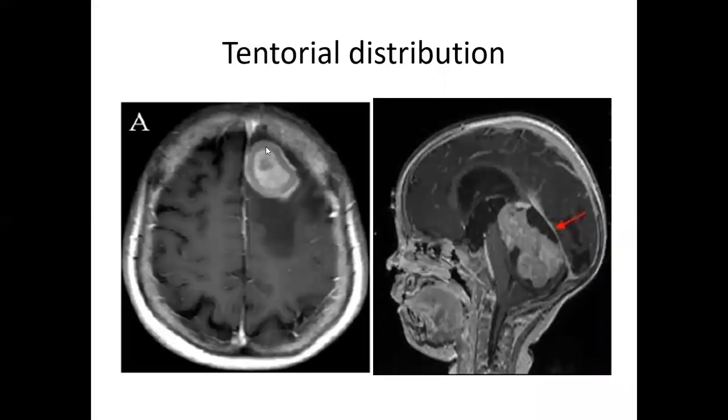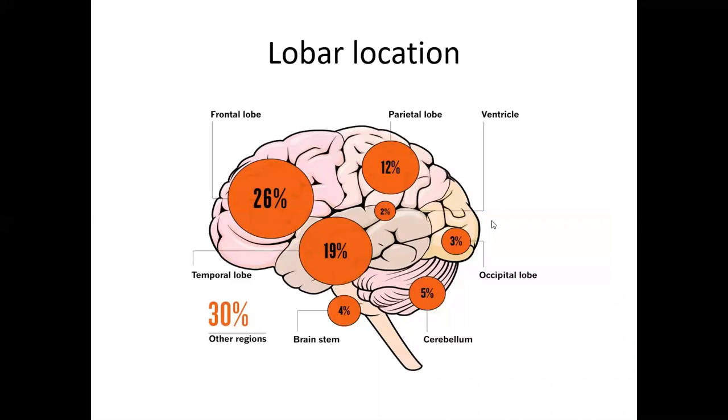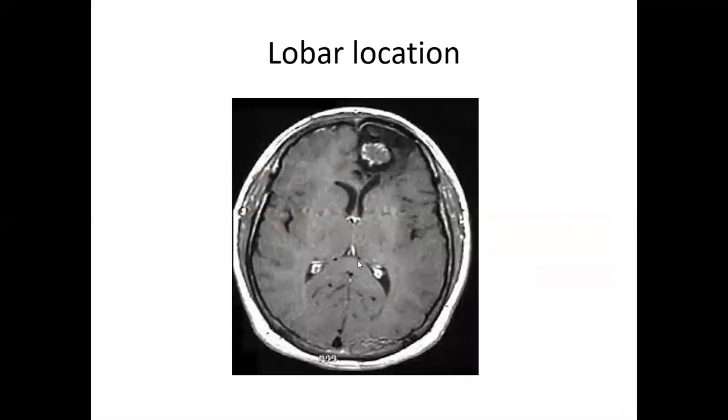Tentorial distribution: we can say it is a supratentorial lesion or infratentorial lesion. Mostly gliomas are of supratentorial origin. Infratentorial origin are medulloblastomas, pilocytic astrocytomas, and ependymomas in children. So we can define in this way the supratentorial and infratentorial distribution. Lobar location: most of the tumors are seen in the frontoparietotemporal region. You can see here a frontotemporal lesion, and tell which lobe it is confined to. So you can tell here this lesion is confined to the frontal lobe.